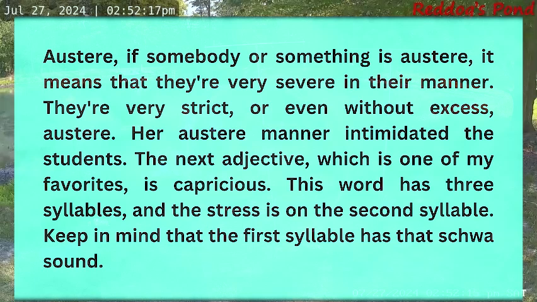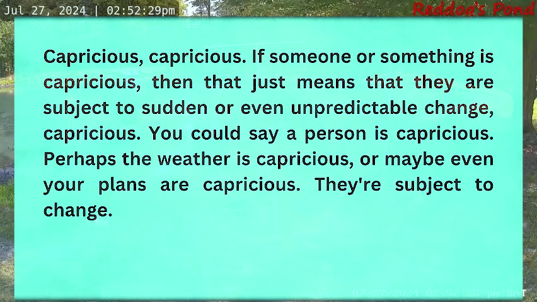The next adjective, which is one of my favorites, is capricious. This word has 3 syllables, and the stress is on the second syllable. Keep in mind that the first syllable has that schwa sound. Capricious. If someone or something is capricious, then that just means that they are subject to sudden or even unpredictable change. You could say a person is capricious. Perhaps the weather is capricious, or maybe even your plans are capricious.